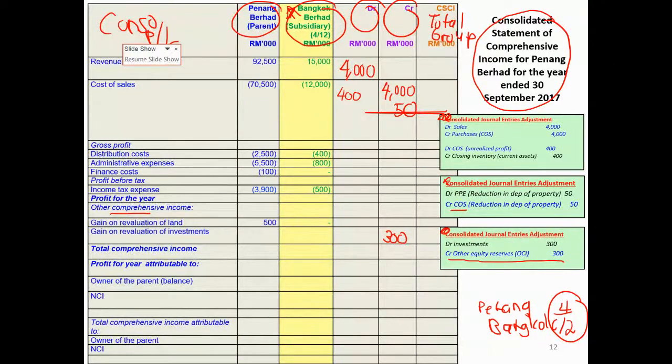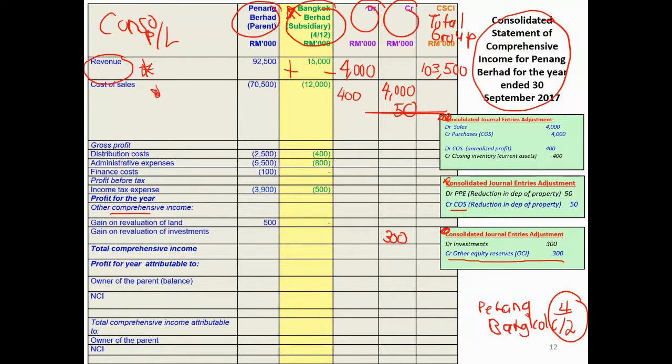But I'm going to share with you one tip here. It is very common that students make mistakes for revenue. Take note that for revenue, when you add 92.5 million plus 15 million, and you debit revenue, it means that you minus, not add. So 92.5 million plus 15 million minus 4 million, your total for revenue is 103,500. This is very common. A lot of students make this mistake every single semester.